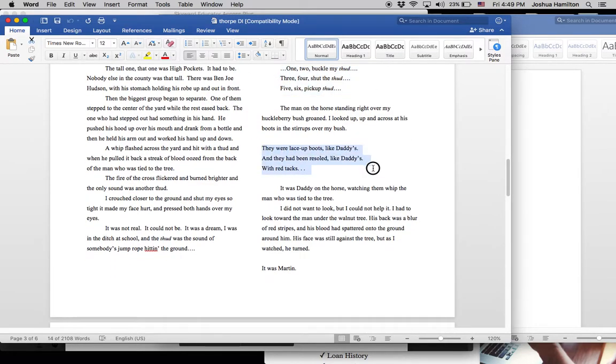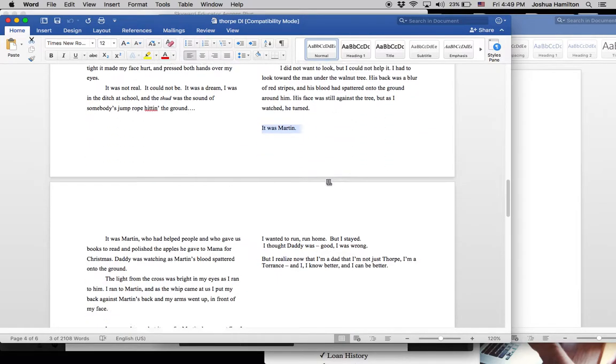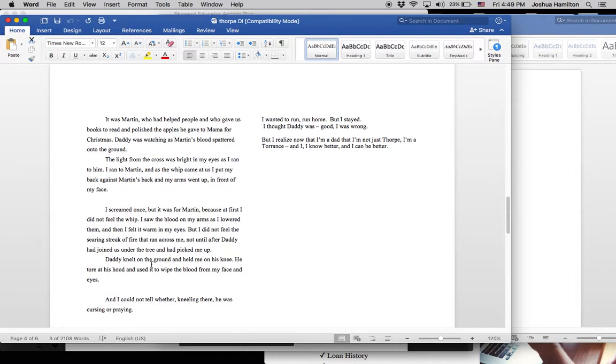Then huge discovery moment here. It's his dad. The man on the horse whipping him to death is his dad, right? Then when the man's face is whipped to death and he dies, he figures out it's his friend Martin, right? Then here at the end, we have this falling action. Martin helped me do all of these things, blah, blah, blah. And at the end, he realizes that he's not like his dad. He's Thorpe. He's not just a Torrance, and he knows better, right?